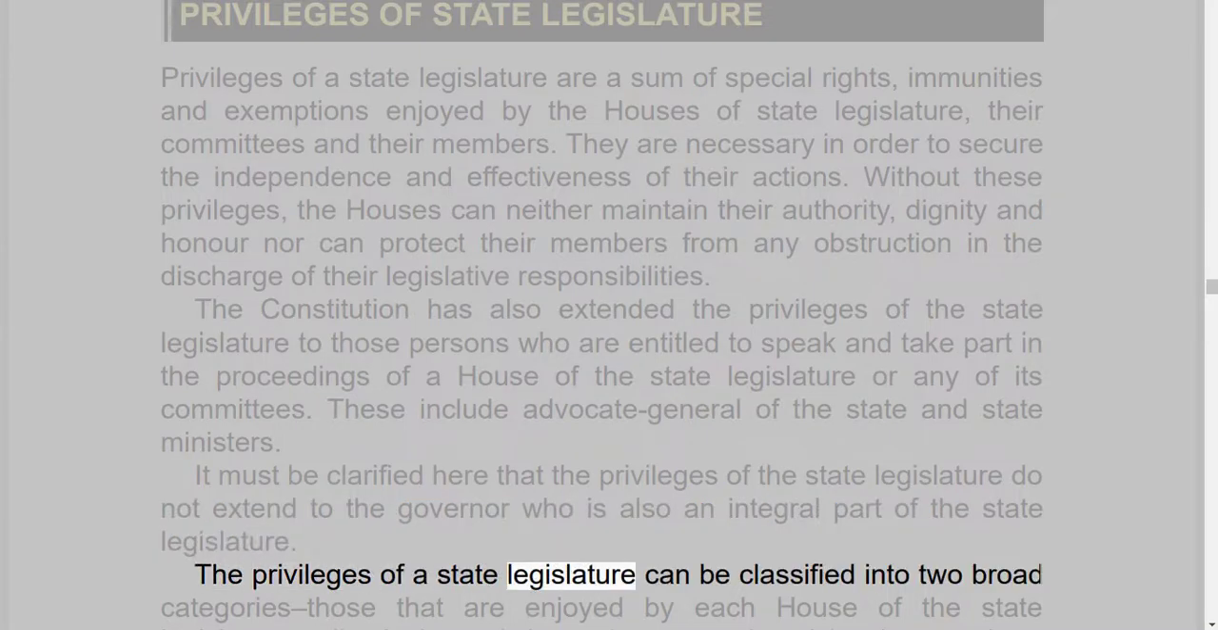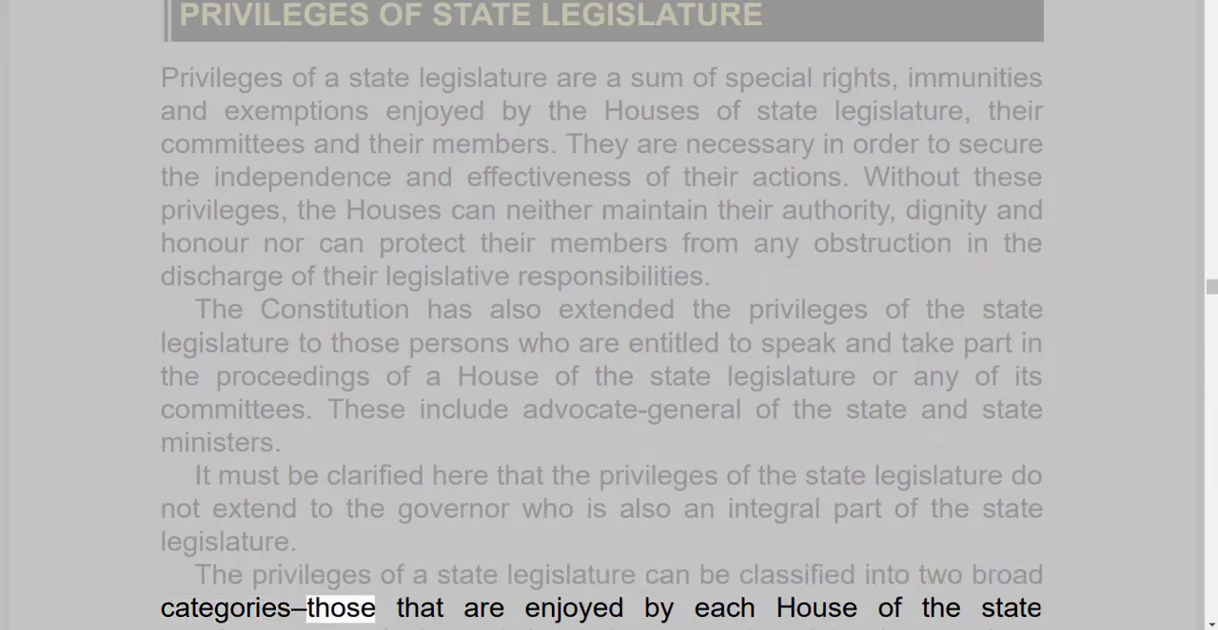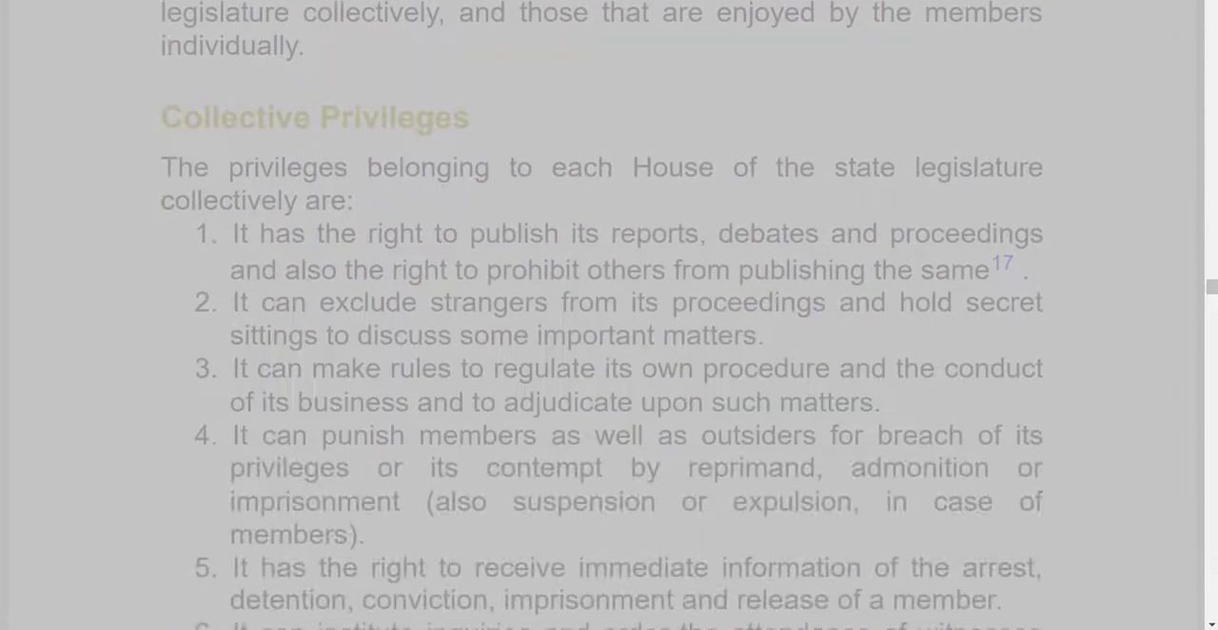The privileges of a state legislature can be classified into two broad categories: those that are enjoyed by each house of the state legislature collectively, and those that are enjoyed by the members individually. Collective privileges. The privileges belonging to each house of the state legislature collectively are: 1. It has the right to publish its reports, debates and proceedings, and also the right to prohibit others from publishing the same. 2. It can exclude strangers from its proceedings and hold secret sittings to discuss some important matters.